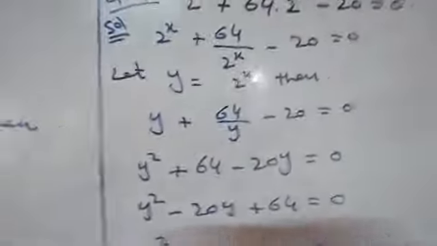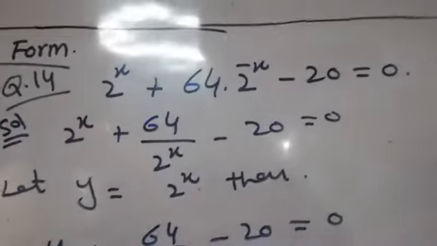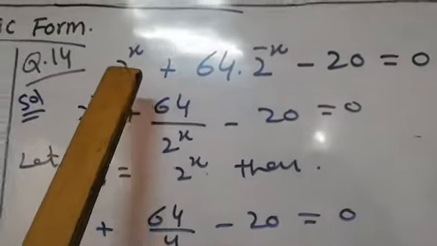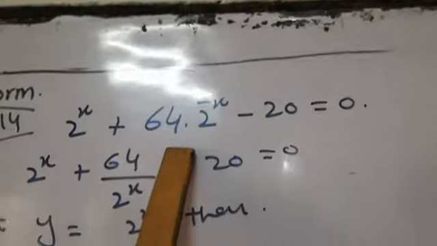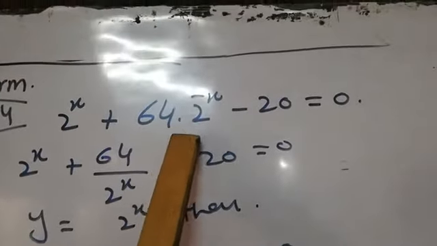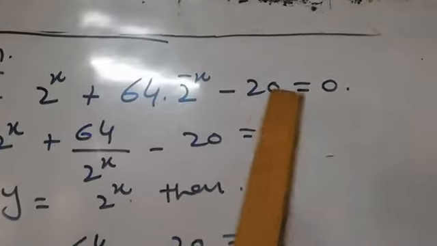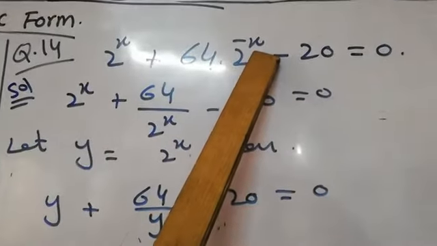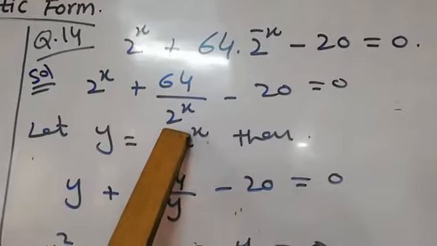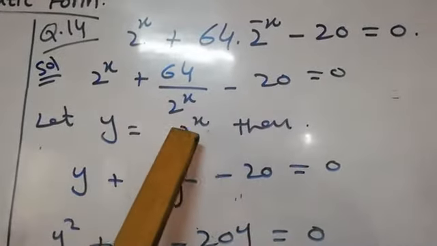Now we will move to the last question of this exercise. This is again in the form of an exponential equation: 2 raised to power x plus 64 dot 2 raised to power minus x minus 20 equals to 0. Since this is a negative exponent, we will write it in the denominator and make it positive.